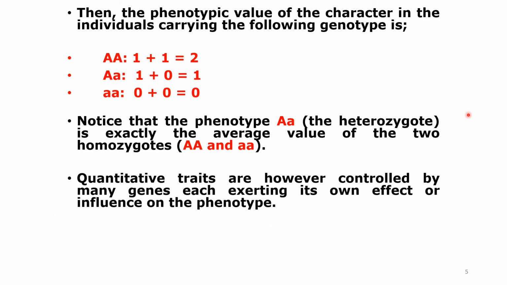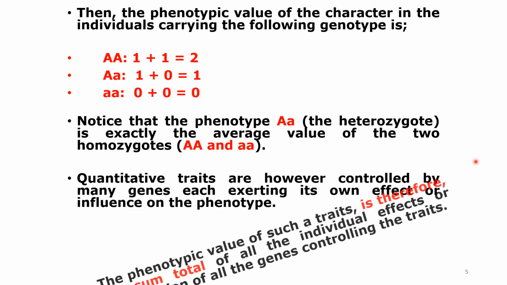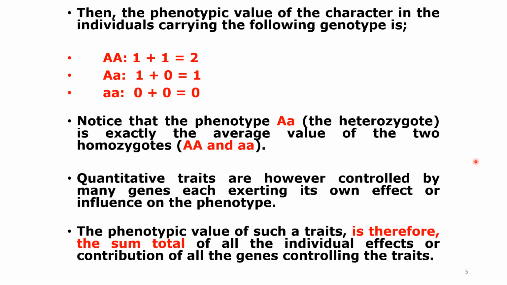Quantitative traits, however, are controlled by many genes, making this example look very simple. And each of these genes exerts its own effect or influence on the final phenotype. And the influence could be, as we said earlier, complementary, antagonistic, or neutral. So, to obtain the phenotypic value of such traits, that would mean the sum total of all the individual effects or the contribution of all the genes that are controlling the trait.